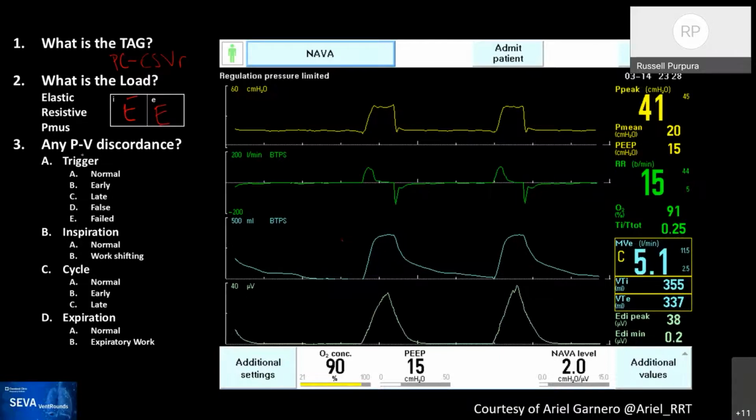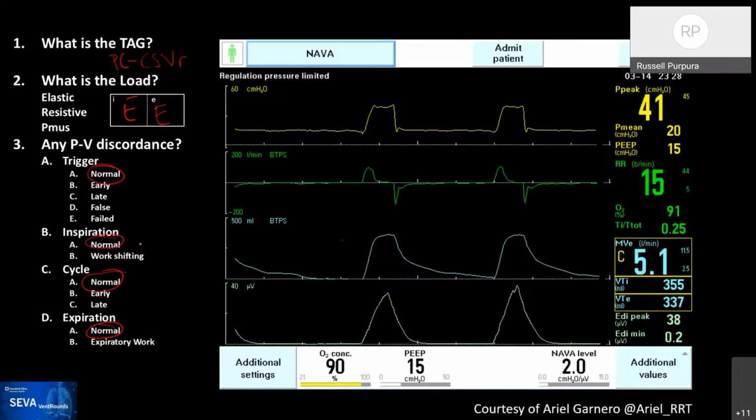Any PV discordance for the trigger? Like I said, I don't see him triggering it, but it looks normal to me. And then as well as inspiration, normal to me. The cycle looks normal, and then the expiration also looks normal to me. We'll see how wrong I am.